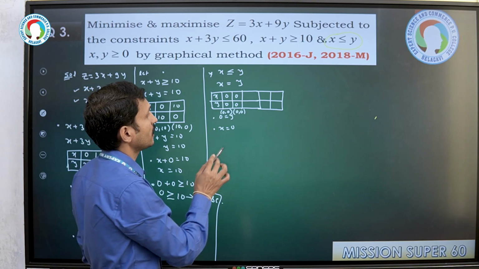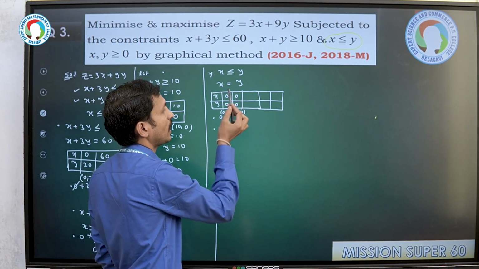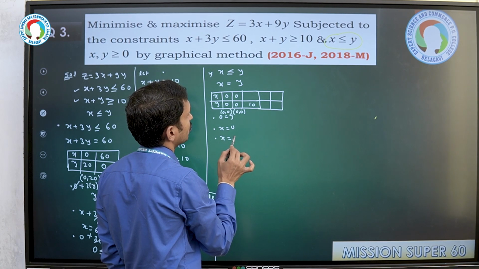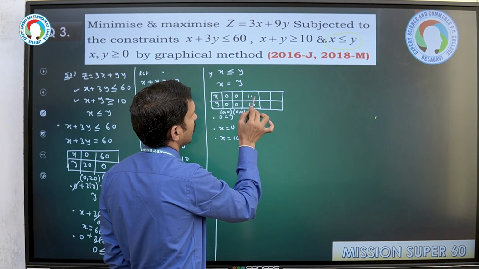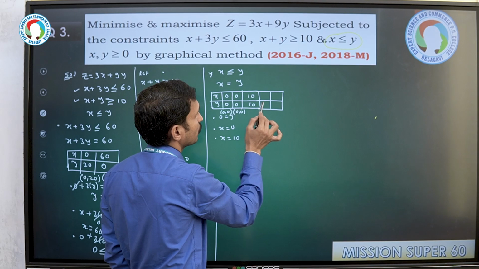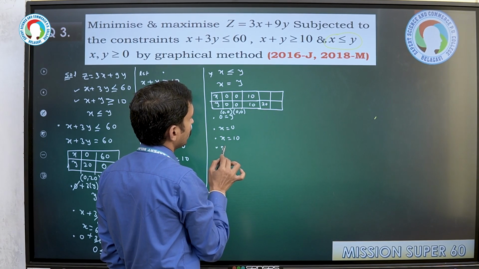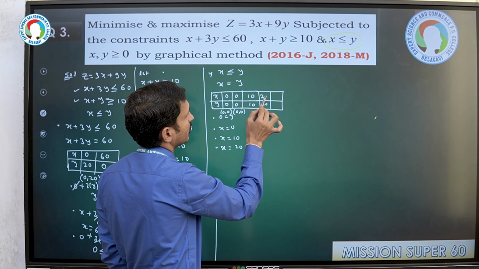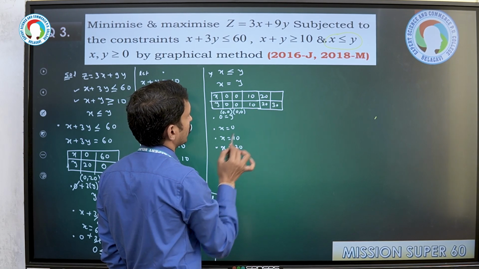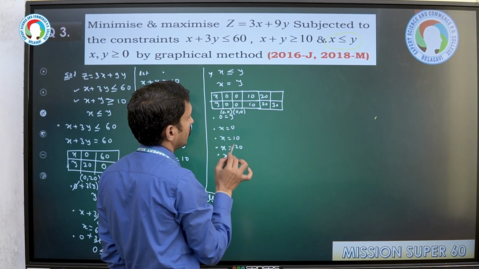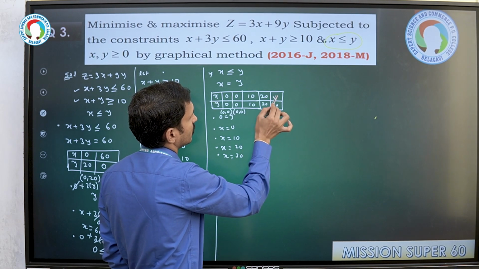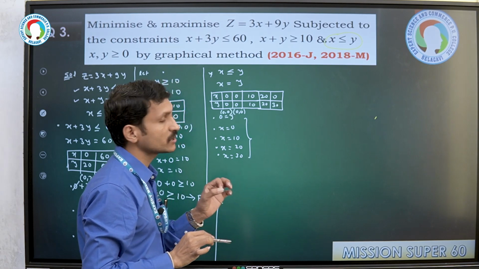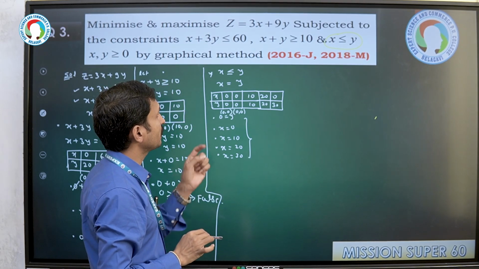So you want to take 10, 20, 30. If the y value is 10, then directly x is equal to 10. If you take y value 20, then x is equal to 20. If you take 30, then x is equal to 30. After this you want to check true and false. It is very, very important.